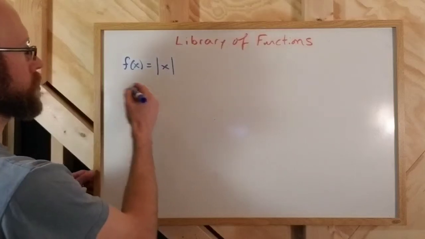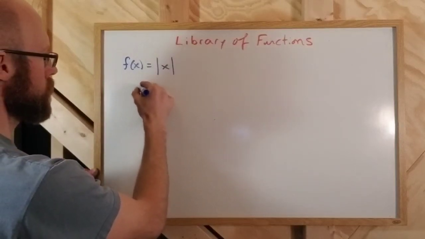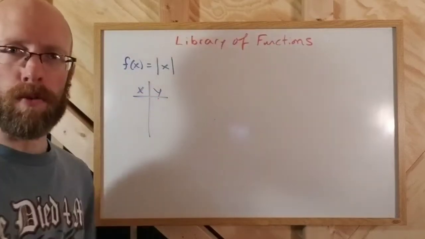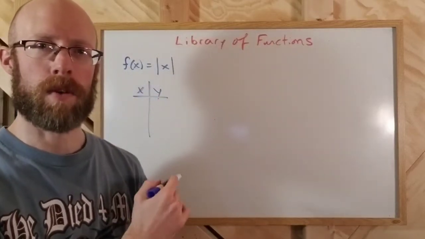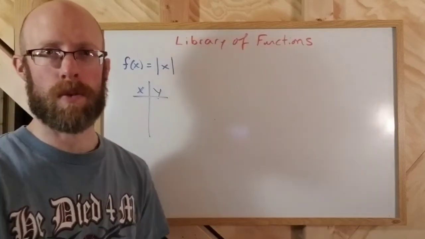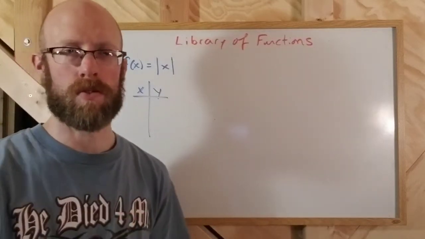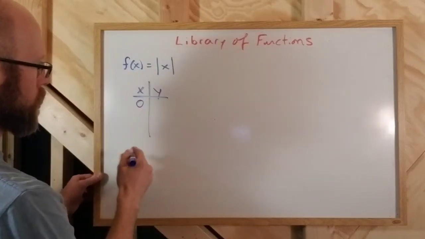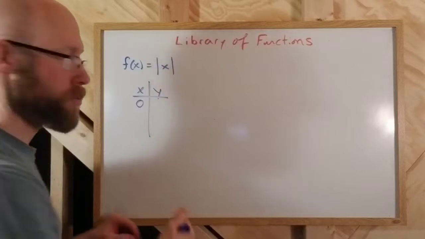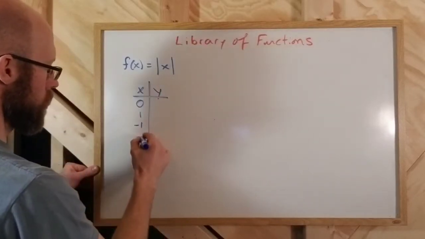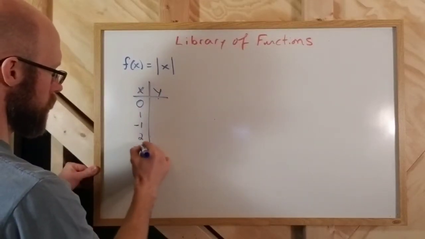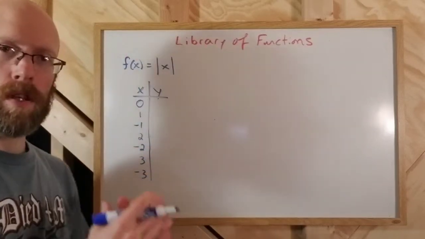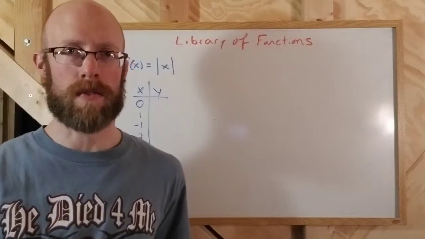So to determine the graph, we're going to use a table real quick here. And we're going to input some values for x and figure out what the y value would be. And we'll just use a couple here. Let's start at 0. And then from 0 kind of branch out in both directions. So let's go 1 and -1, 2 and -2, and maybe 3 and -3. Right? So we're just kind of expanding out on either side of 0.